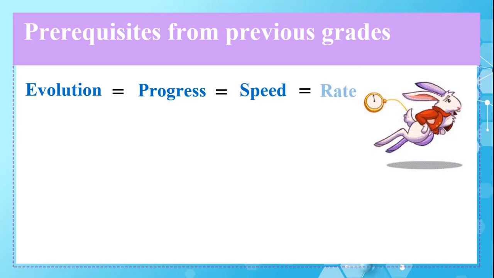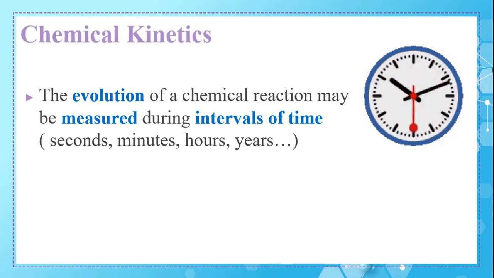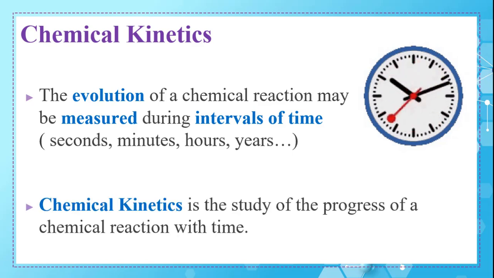But how is this rate or progress measured? How do we know if a reaction is fast or slow? This is related to the time taken by the reactants to disappear and the products to be formed. Reactants can disappear and products can be formed in only a few seconds, or it might take a longer period of time, 5 hours, 3 days, or maybe many years. A branch of chemistry called kinetics aims to study the progress of a chemical reaction with time.